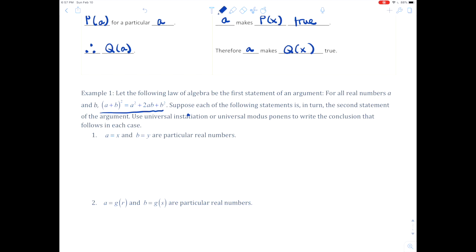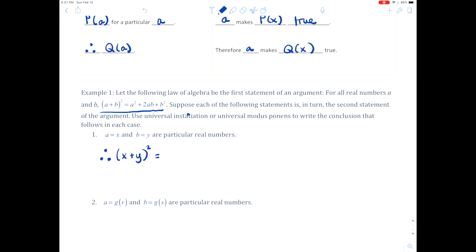The second line for number 1, a equals x and b equals y are particular real numbers. So what is our conclusion? Therefore, beautiful, x plus y squared would equal x squared plus 2xy plus y squared. Cool so far? Awesome. Very good. All right, so now let's take a look at our next problem.